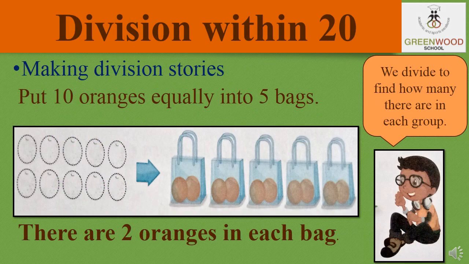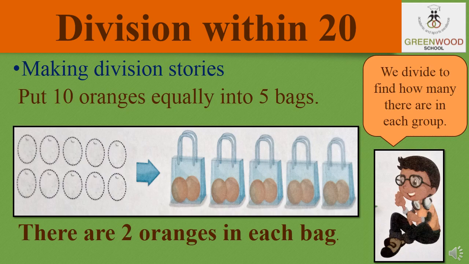Another topic. Division within 20. Making division stories. Put 10 oranges equally into 5 bags. Now here we need to divide this 10 oranges into 5 bags. So first we will say the table of 5. 5 ones are 5, 5 twos are 10.